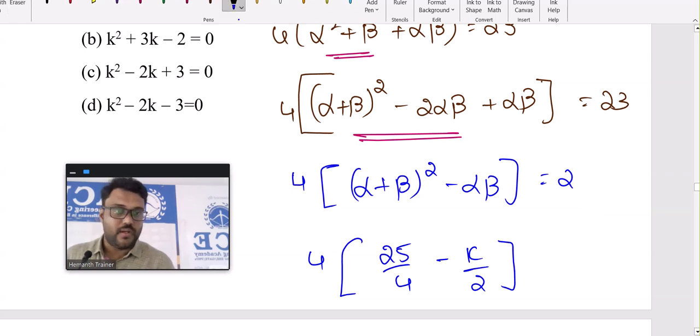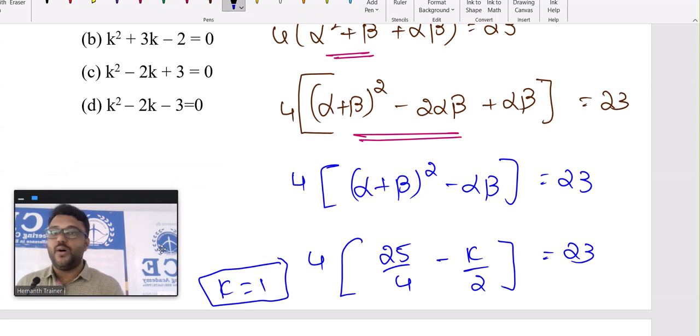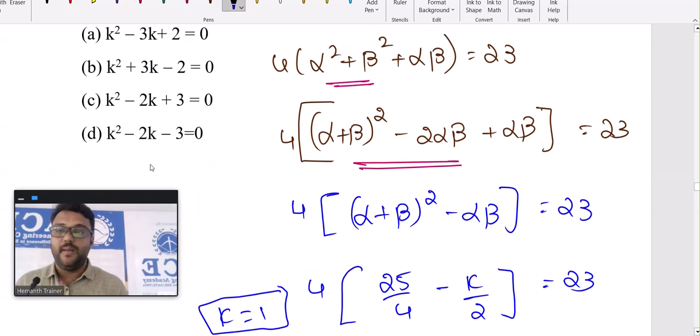So when you solve, this 4 will get cancelled when you take LCM. It's 25 minus 2k equal to 23. I think k equal to 1 it seems. K equal to 1 only will satisfy this. So k value equal to 1. Fine, but how is k equal to 1 going to help while solving this question? Put k value 1, only option A will satisfy.